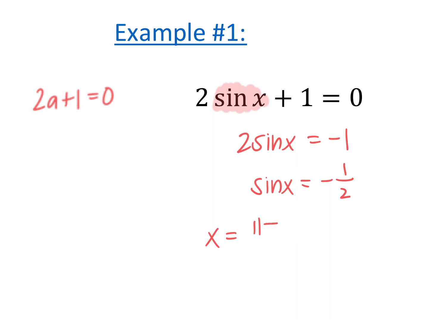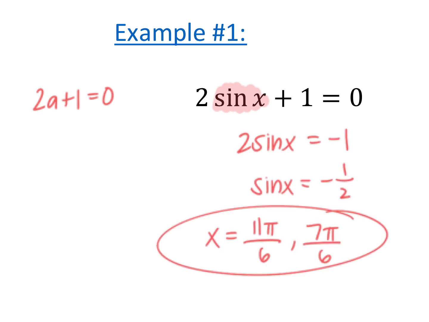11 pi over 6 and 7 pi over 6. Okay, both of those give you a y value of -1/2. It is an equation, so I want both of them. It's not an inverse, so I don't want just one of the answers. Okay? So that would be your final answer.